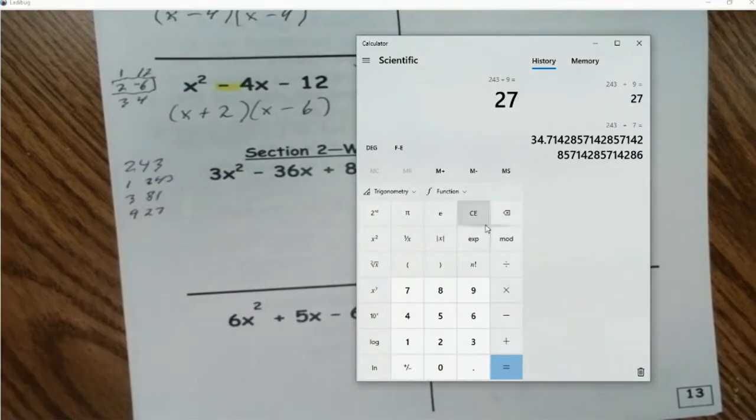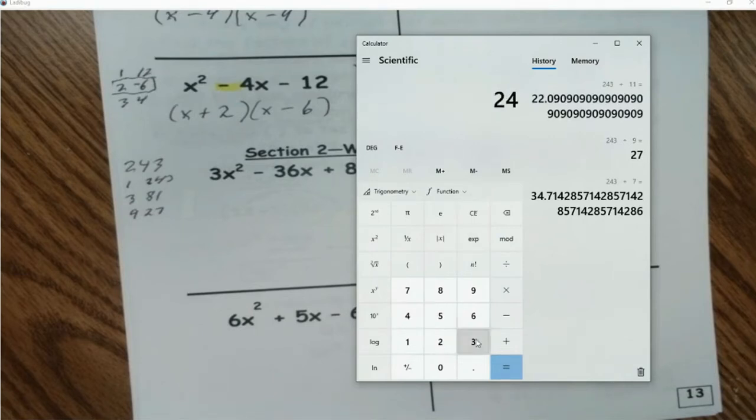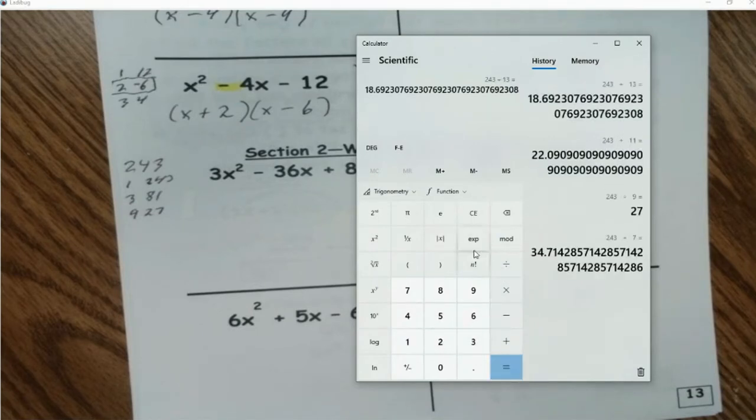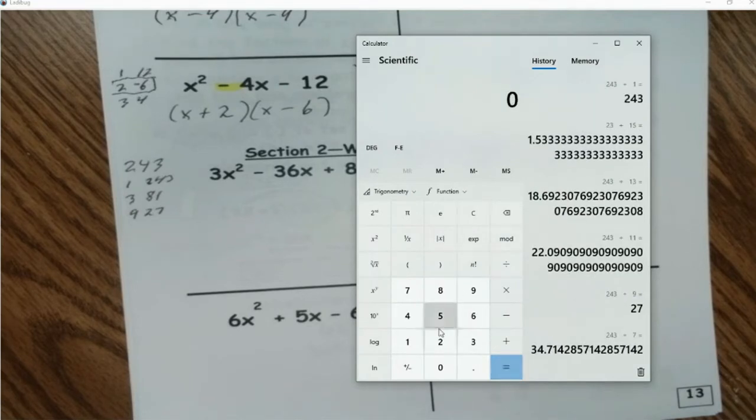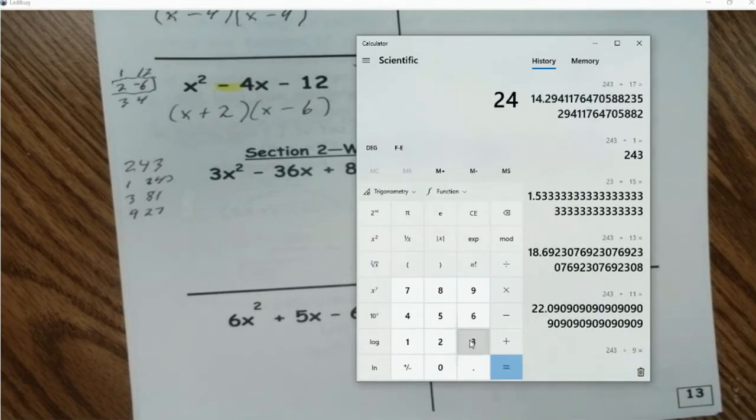Okay. Let's see if there's anything else. 243 divided by, again, it's not going to be an even number, so let's try the next odd number. 11. Nope. 243 divided by 13. Nope. 243 divided by 15. It's a good way. If you don't know right off, try those. Once we get to 27, we know we're done. Let's try 243 divided by 17. No, I don't think there's going to be any more. 243 divided by 19. I think we fit all the combinations.